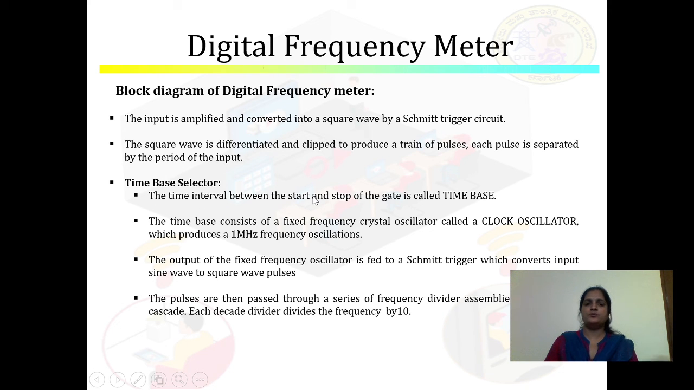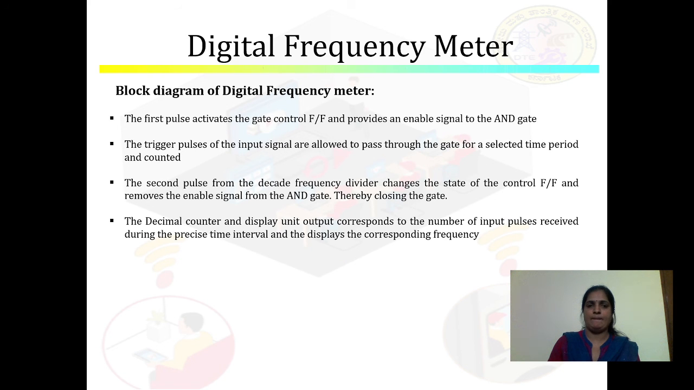This time interval between the start and stop is called the time base. It consists of a fixed crystal oscillator called a clock oscillator, which operates at 1 megahertz. The output of this fixed frequency is fed to the Schmitt trigger, which converts the input wave into square pulses, and these pulses are passed through a frequency divider. This consists of assemblies connected in cascade, and each decade divider divides the frequency by 10.